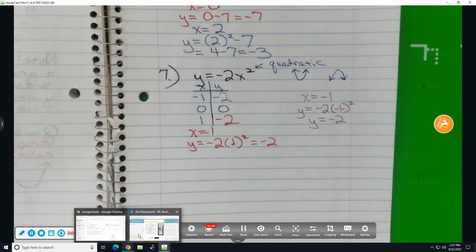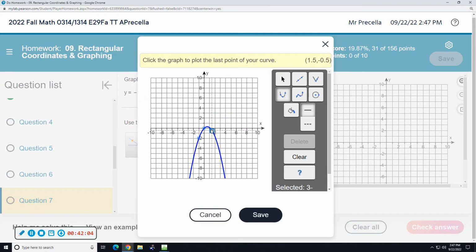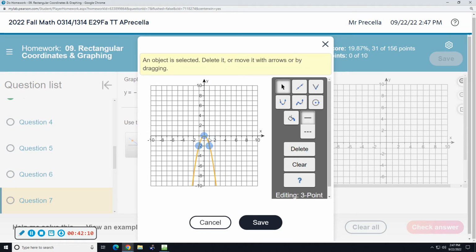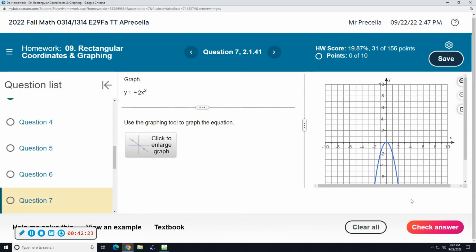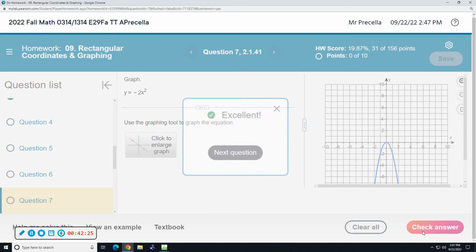So we come over here. We're going to click it. Let's see, 1, negative 2, is that the point I wanted? Yes. Hey, notice this U-shaped figure is opening downward. That's perfectly fine. Save it and check answer. Any questions there?